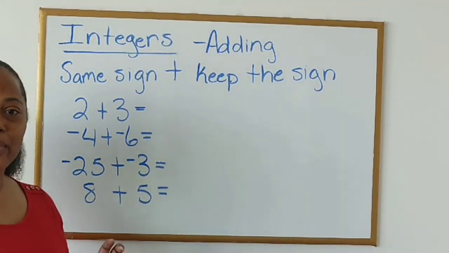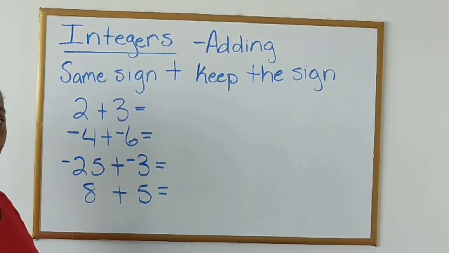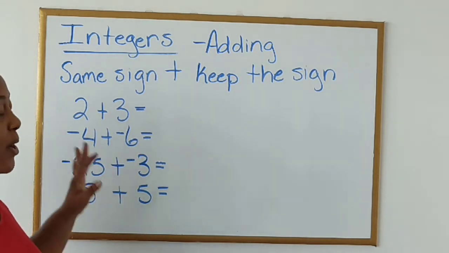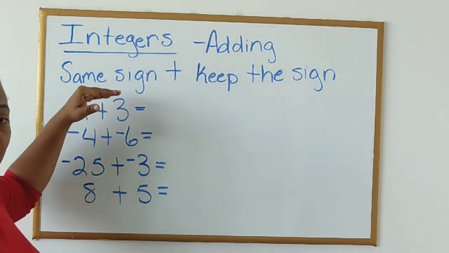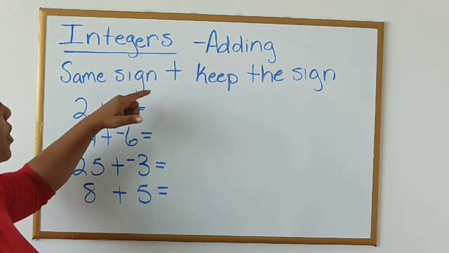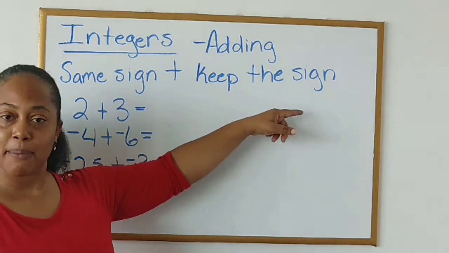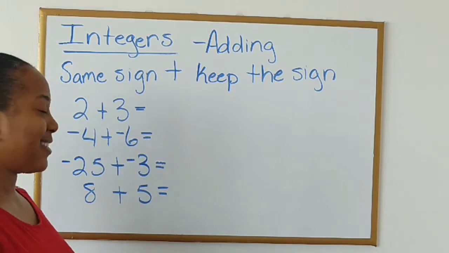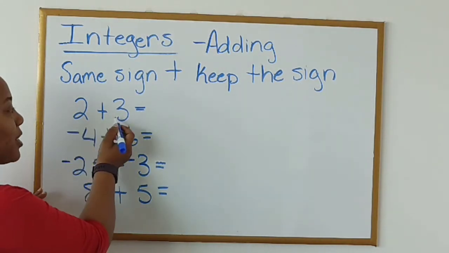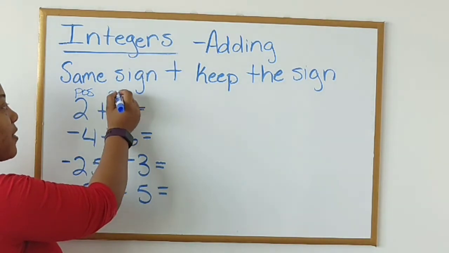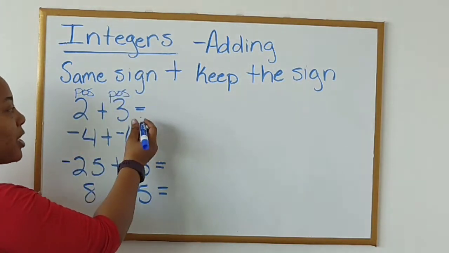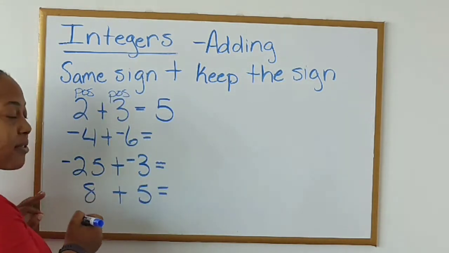All right, so now we're going to add some integers. Now how this works is when adding integers with the same sign, meaning if you have two positives or two negatives, you add them together and you keep the sign. So let's practice this. We have 2 plus 3, meaning they're both positive numbers. So 2 plus 3 gives us a positive 5.